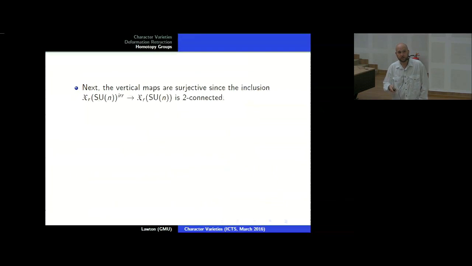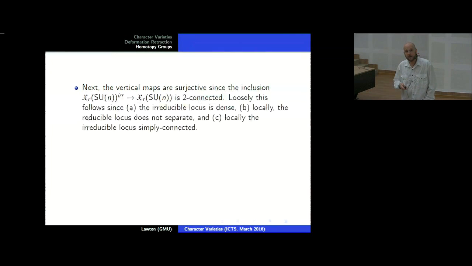Now, why in the world are those surjective? Well, those are surjective because this map here is 2-connected. That statement comes from a more general statement about CW complexes. If you have a CW complex and a subcomplex, and you have an inclusion map of complexes that satisfies 3 properties. 1, the complement of the subcomplex is dense.